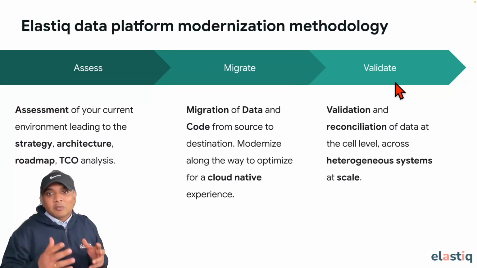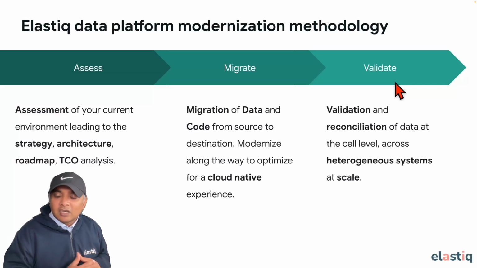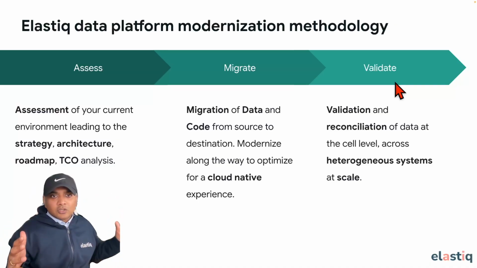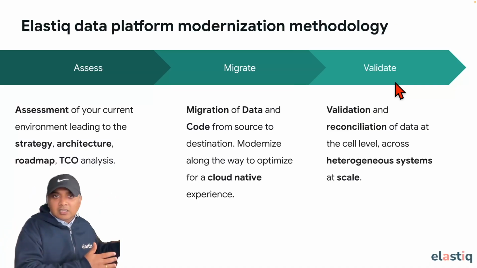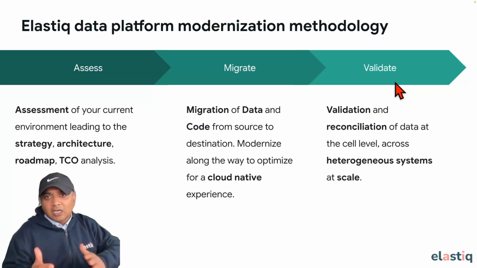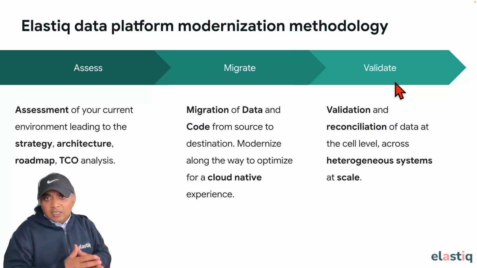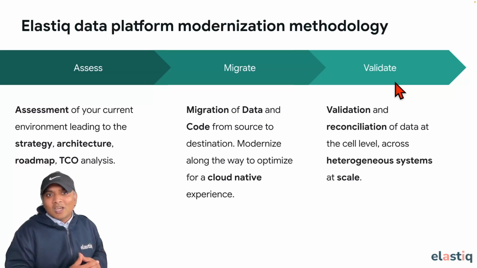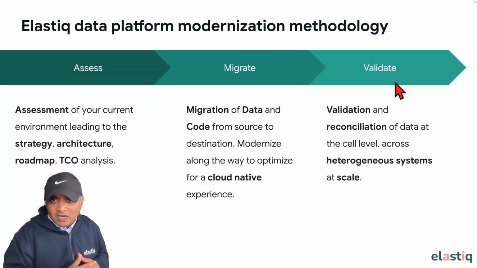And then the third step is validation and reconciliation of data at the row level, column level, cell level across the heterogeneous system, making sure that the data that was there in the old system and the data that is there in the new system, there is a consistency, there is a data integrity which has been maintained. So let's look at how we look at each of these three steps in a little more detail.